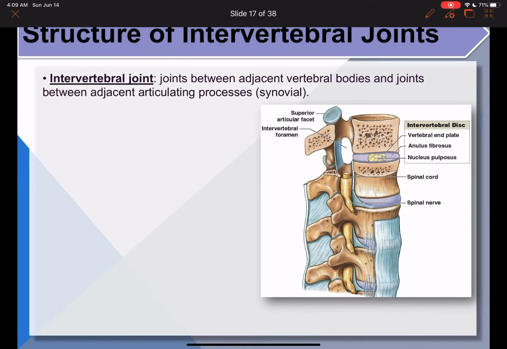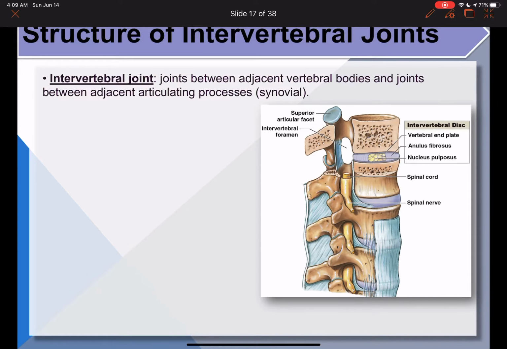Okay. So now we're going into the detailed structures of specific joints. Your textbook and lab manual actually goes into a number of joints, but we're going into details of just 2 joints because you already have enough information to remember already. So the 2 that we're going to go into are the intervertebral joint and the knee joint.